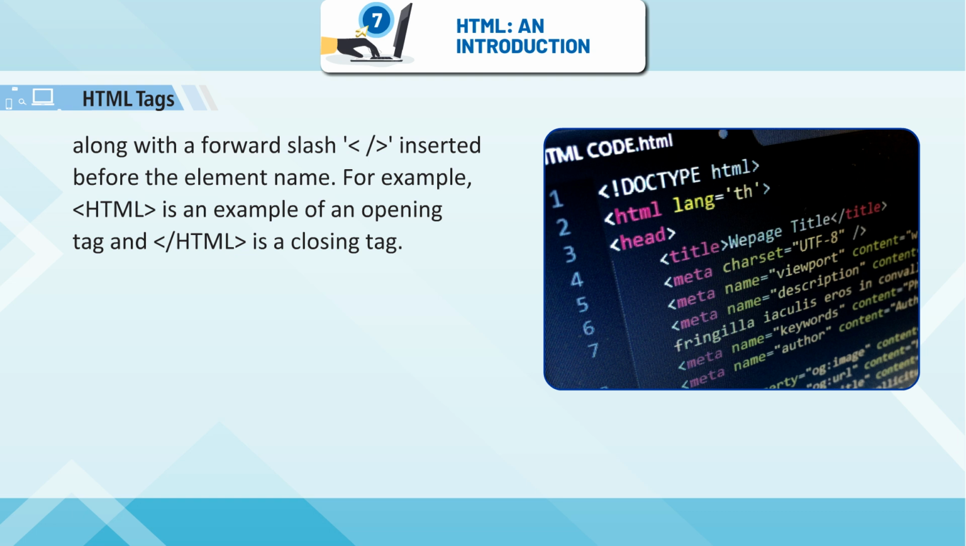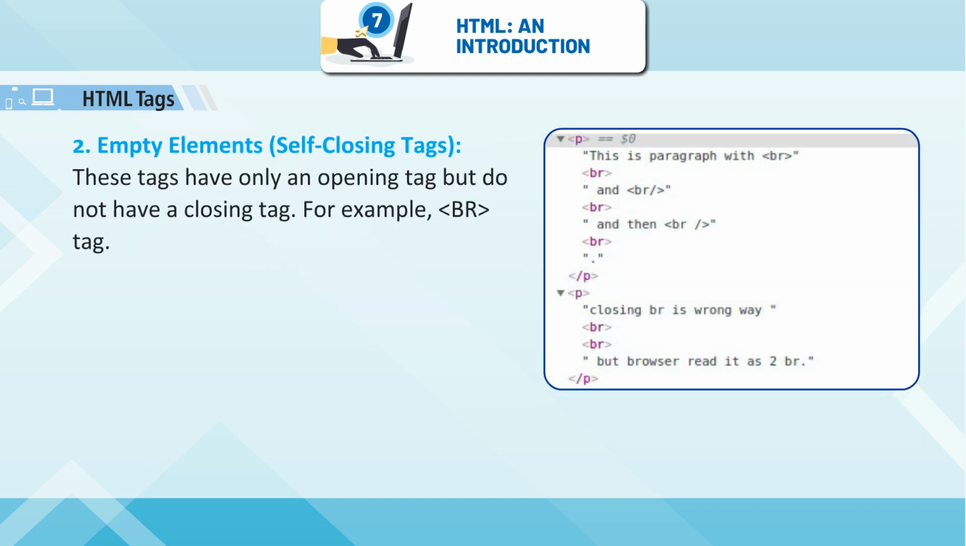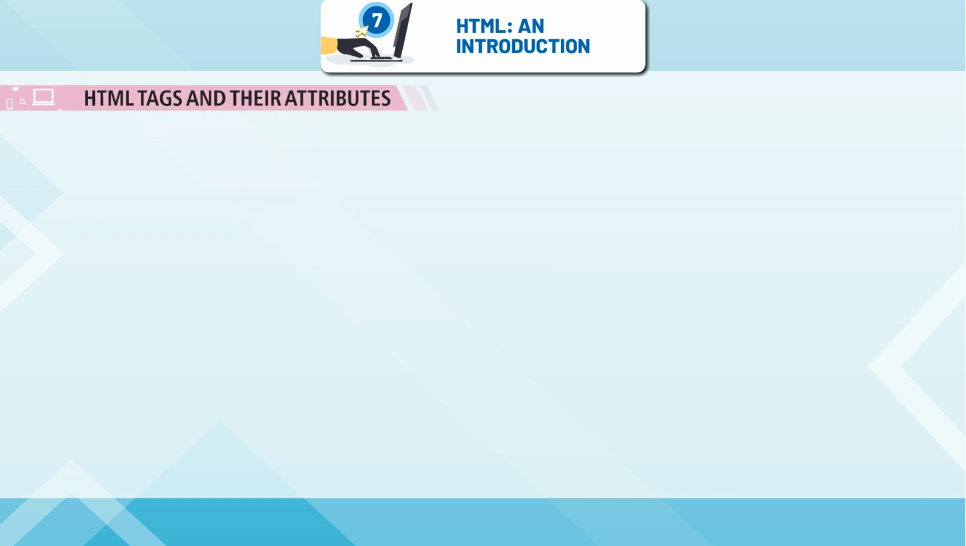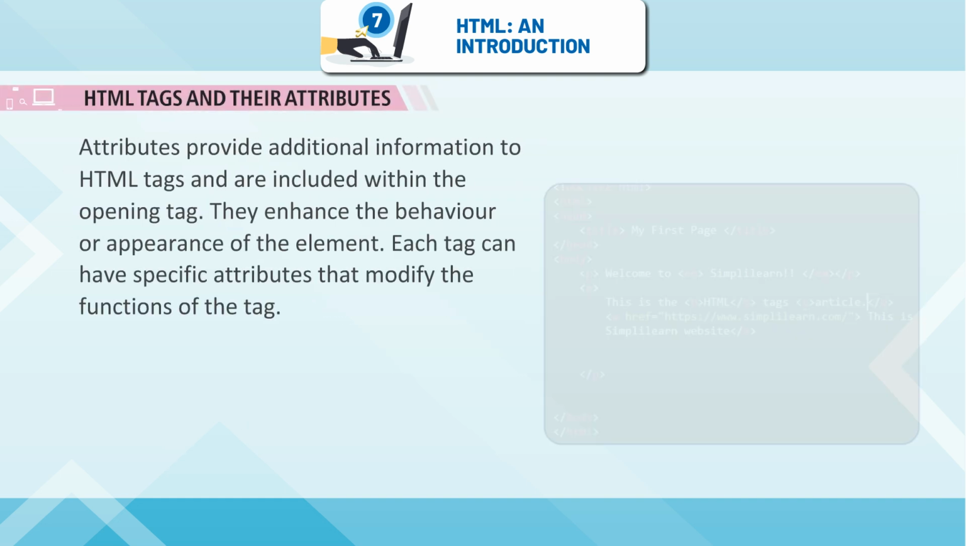For example, <HTML> is an example of an opening tag, and </HTML> is a closing tag. Empty elements, or self-closing tags. These tags have only an opening tag but do not have a closing tag. For example, the BR tag.